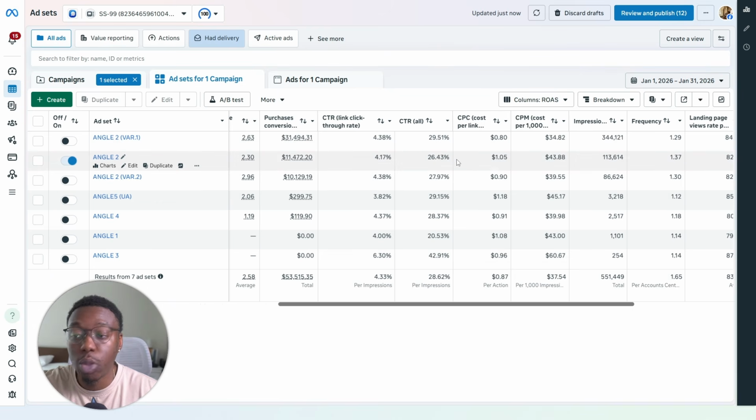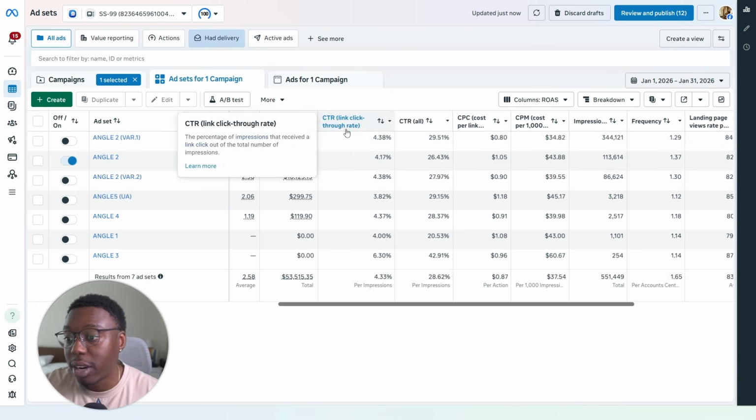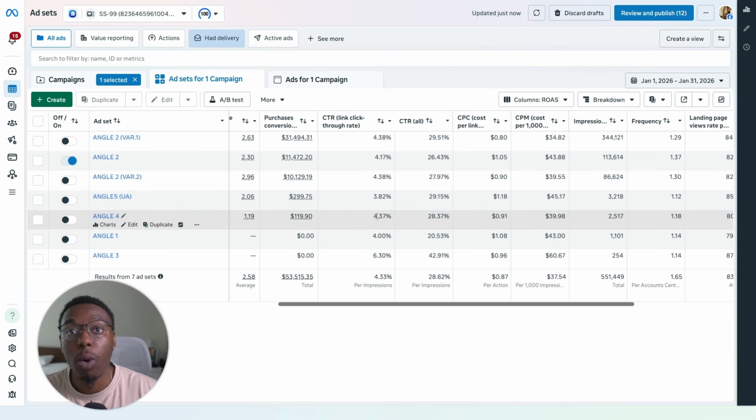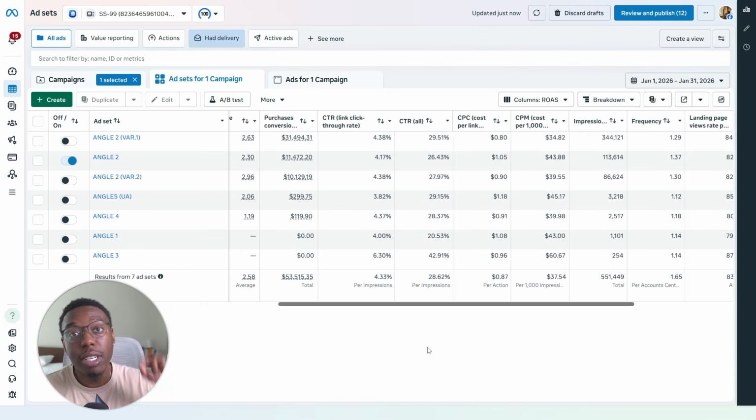Now, if your CPM is really high, but your CTR metrics are low, right? Low 20s, below 20s, maybe 19%, 21% or whatever. And then your CTR link click-through rate is also really low, like 1.5, 1.8%. That tells me your ad sucks.